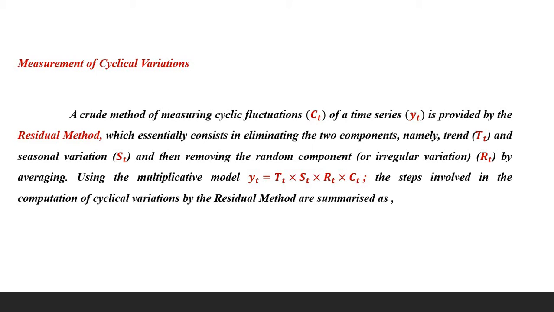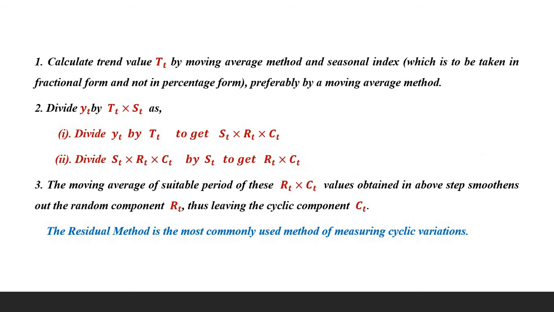Using the multiplicative model YT, which is nothing but TT into ST into RT into CT, the steps involved in the computation of cyclical variation by the residual method are summarized as: calculate the trend value TT by moving average method, and seasonal index, which is to be taken in fractional form and not in percentage form, preferably by a moving average method.